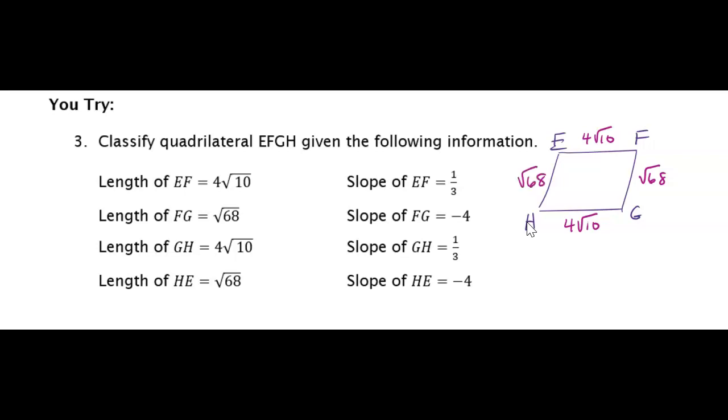So by looking at my picture, how it's labeled now, I can see that the opposite sides from each other are the same. So the square root of 68 is across from itself, and 4 square root 10 is also across from itself. So that leaves me with a couple choices. I'm narrowed down to the fact that this could be a parallelogram, because parallelograms have opposite sides that are equal, or it could be a rectangle. So I'm down to two choices.